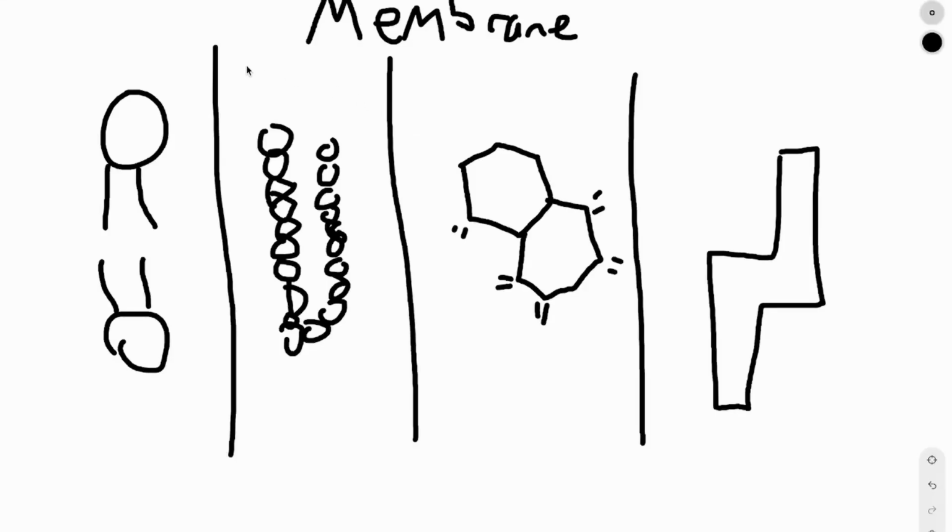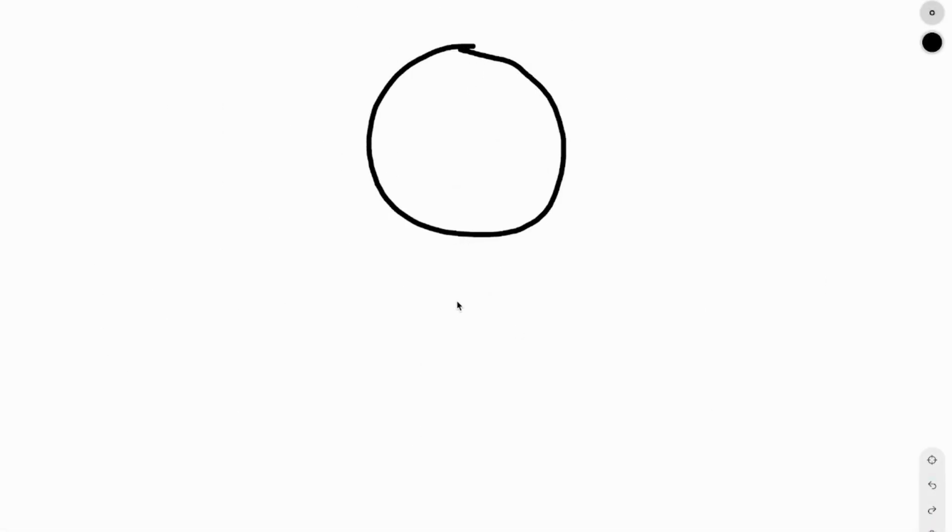The cell membrane is composed of phospholipids, proteins, carbohydrates, and cholesterol. Let's first talk about the structure of phospholipids. The head of the phospholipid is where the phosphate is. It is polar and hydrophilic.